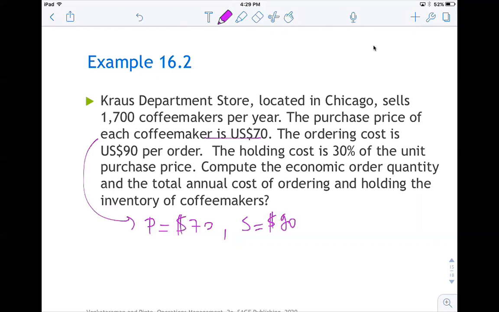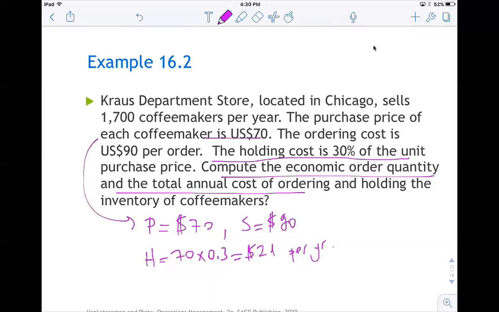Okay, and then the holding cost. This is a strange language that the question is going to be using. The holding cost is given as the 30% of the unit purchase price. So if this is given as the 30% of our purchase price, it will be $21 per year, right? And then the question says, compute the economic order quantity and the total annual cost of ordering and holding inventory of coffee makers.